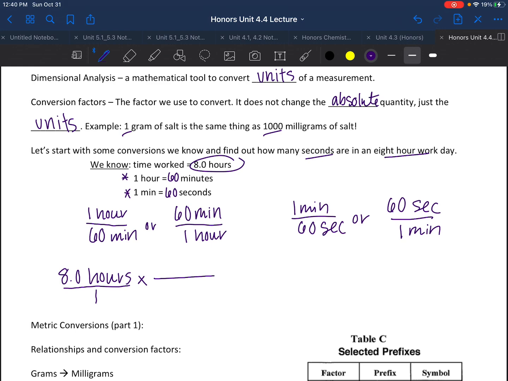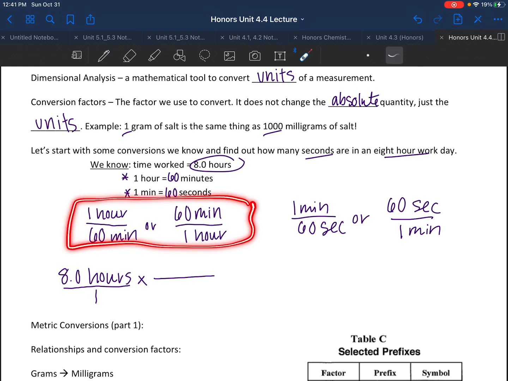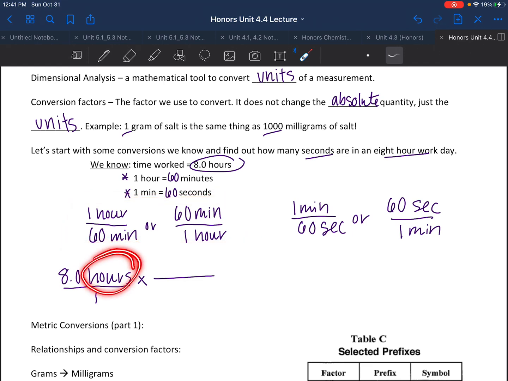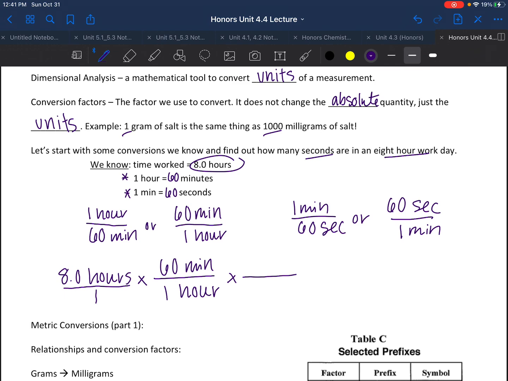So when you go to pick your conversion factor, it's easy to figure out which one you should grab, knowing you want to cancel out the unit hours. If it's in the numerator here, we're going to want it in the denominator of our conversion fraction so they cancel. So we're going to select this conversion factor: 60 minutes over 1 hour. Now we're ready for our second one.